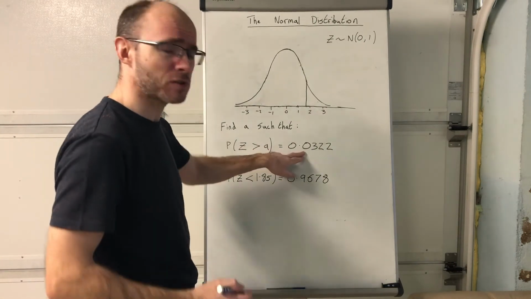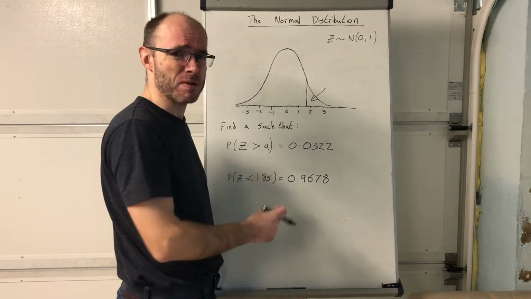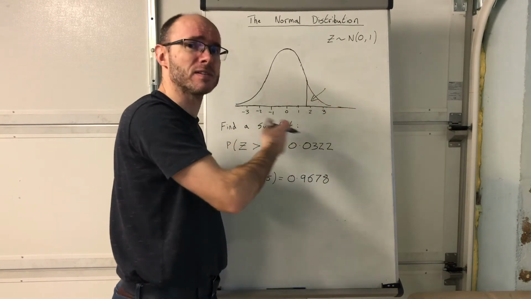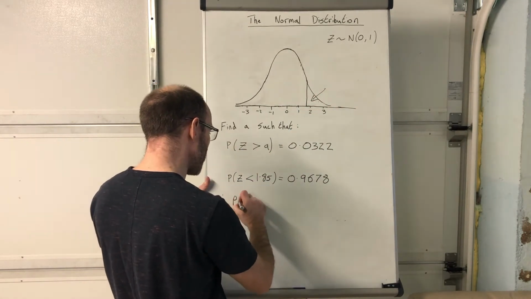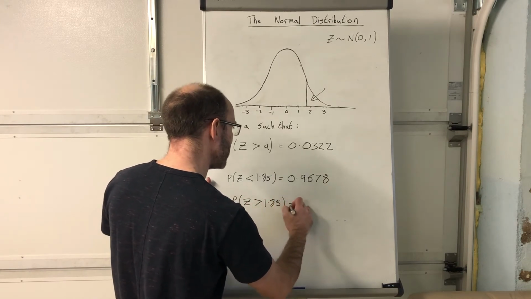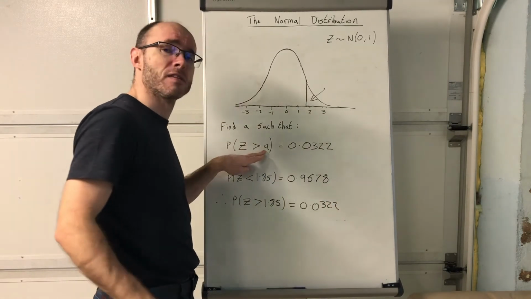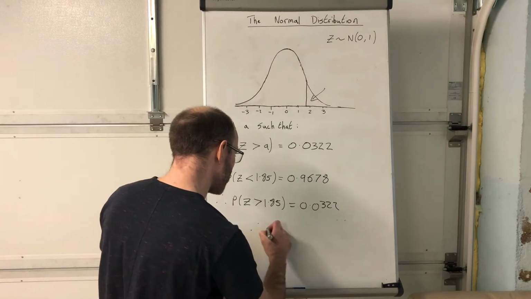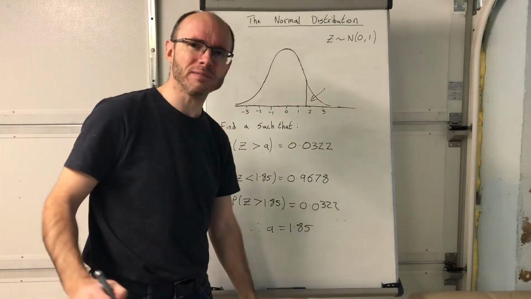So the 0.0322, where does that come in? So that means that must be that probability there. Remember, if that's 0.9678, everything to the right of it, so it adds up to 1, must be 0.0322. So that means we can write down probability Z is greater than 1.85, and that is 0.0322. And since we're after the value of A, such that Z is greater than A, is this probability, that means we've found it. A must be 1.85, okay?